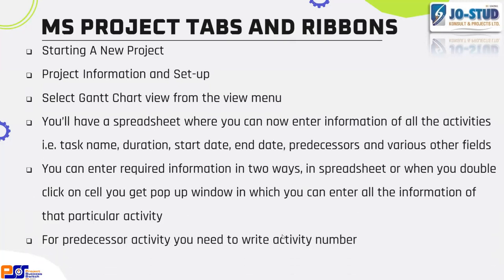For predecessor activities, you need to write the activity number. So you can see we have started already now. For predecessor activity, you need to add the activity number. Then the software will calculate the start date and end date by itself. So everything I've just said now, let me try to quickly demonstrate it. Starting a new project.